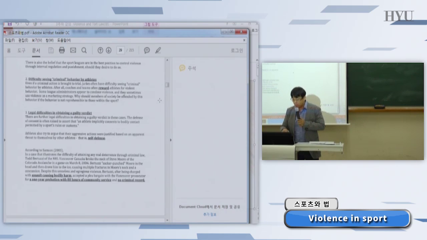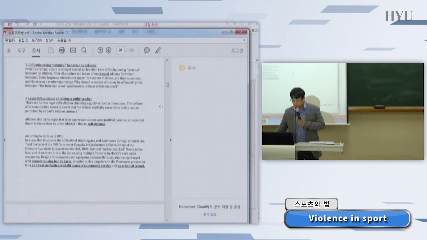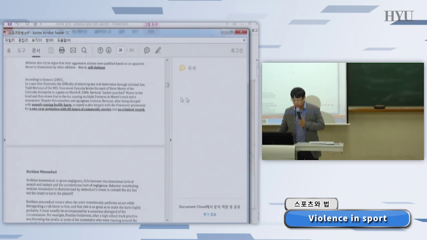So I just want to share one of the cases. According to Samson, this is interesting. In a case that illustrates the difficulty of attaining any real deterrence through the criminal law, Todd Bertuzzi of the NHL Vancouver Canucks broke the neck of Steve Moore of the Colorado Avalanche in a game on March 8, 2004. Bertuzzi sucker punched Moore in the head and then drove him to the ice, causing multiple fractures in Moore's neck and concussion.